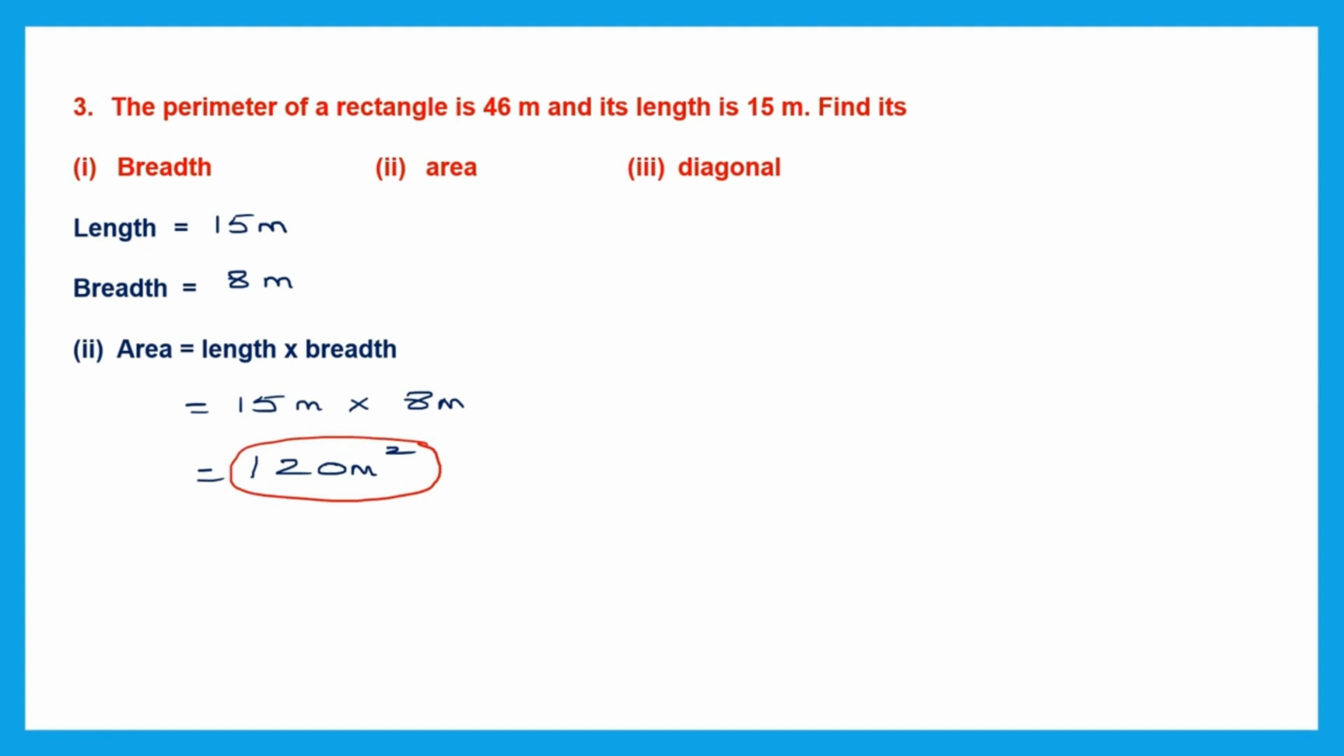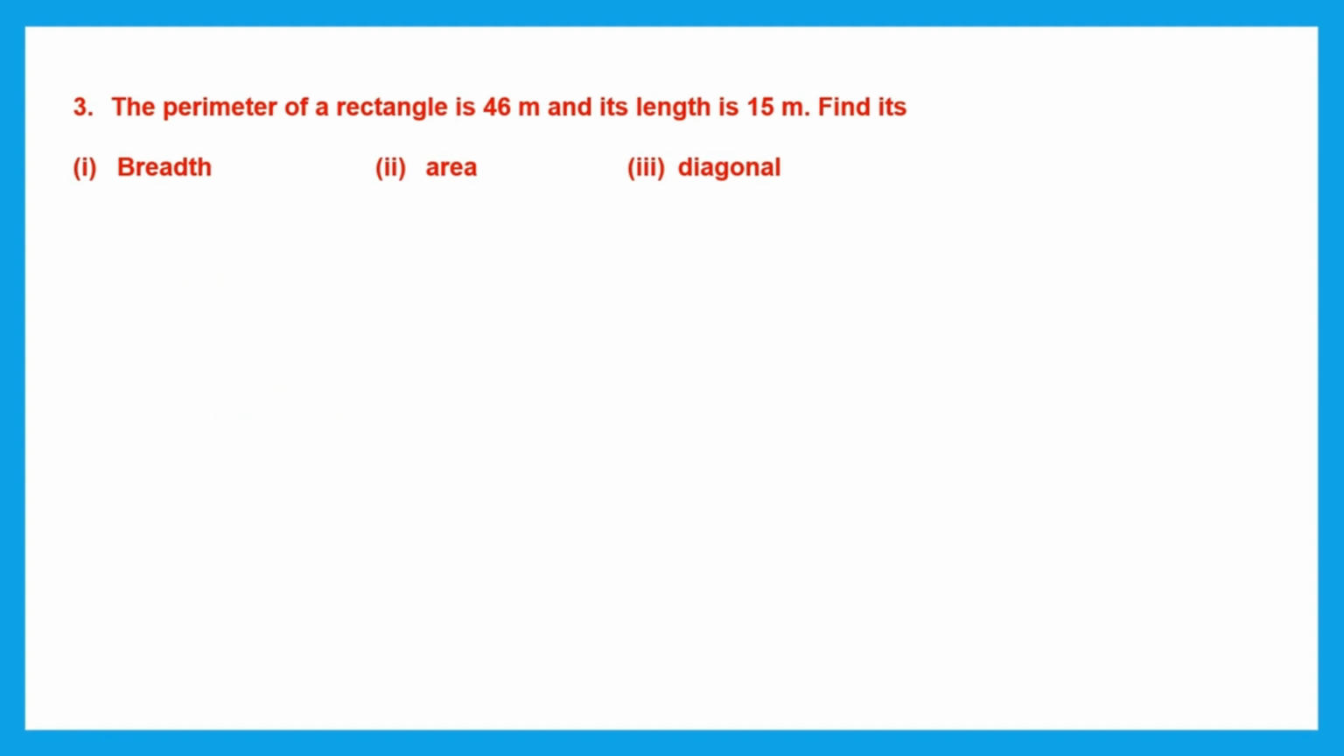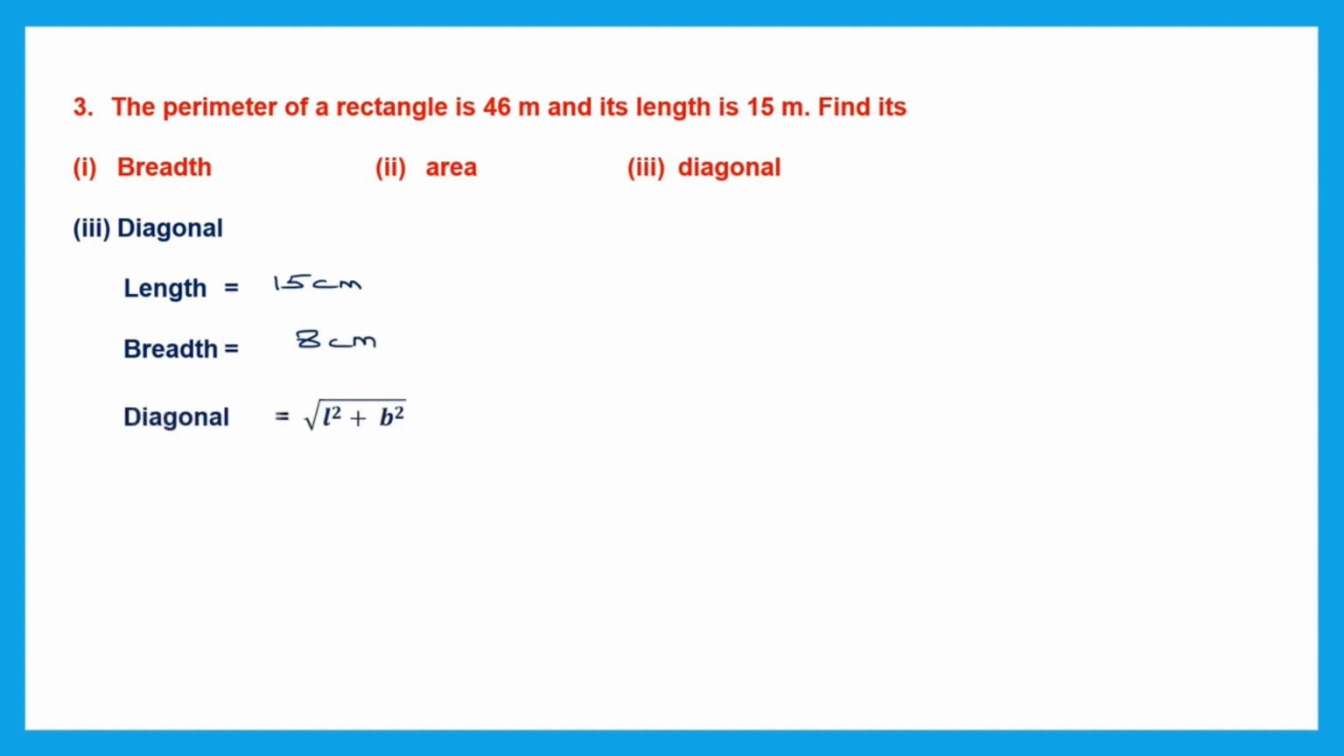Now we have to find the third one, that is the diagonal. Now let's find the diagonal. So to find the diagonal, we need to have all these measurements. The length measurement is 15 centimeters. We have found the measurement of the breadth, which is 8 centimeters. Now the formula to find diagonal is this: the square root of length square plus breadth square. Let's substitute. Length is 15 centimeters, so 15 square plus breadth is 8, that is 8 square. So 15 into 15 is 225 plus 8 into 8 is 64.